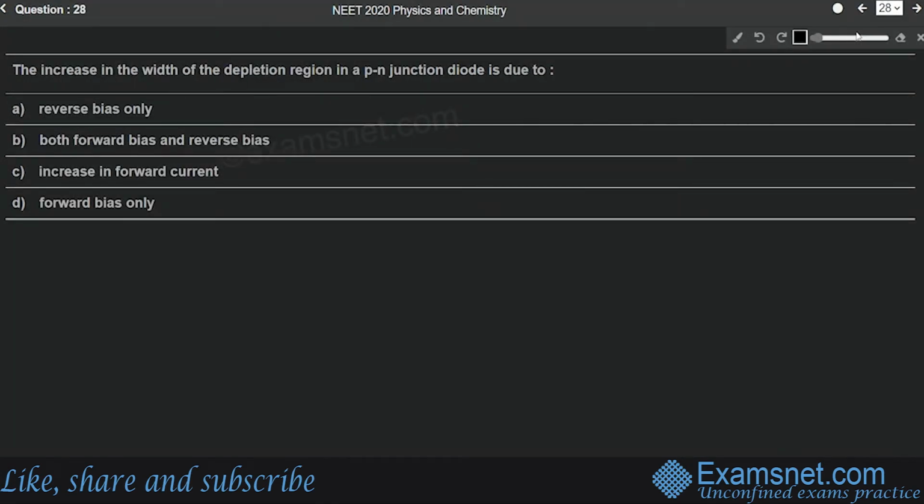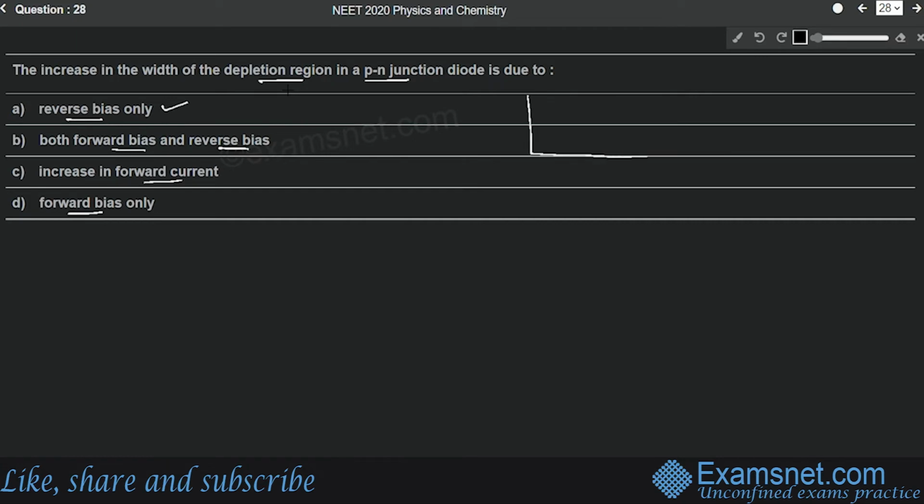Question number 28 is from the chapter Semiconductor Electronics, and the question is: the increase in the width of the depletion region in a PN junction diode is due to. Options are reverse bias only, both forward bias and reverse bias, increase in forward current and forward bias only. So the correct option is option A, that means reverse bias only.